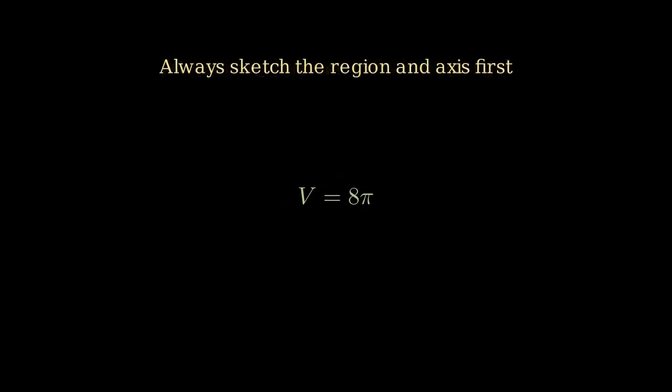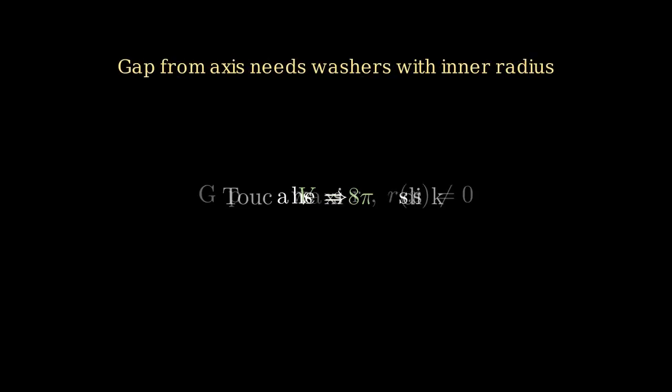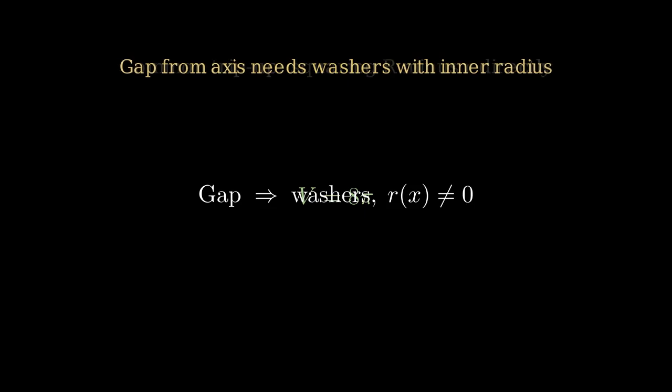Now the key trick before you write any integral: always sketch the 2D region and the axis of revolution first. If the region touches the axis directly, use disks, like we just did. But if there's a gap between the region and the axis, you need washers, with an inner radius accounting for that gap. Here's the most common trip-up.